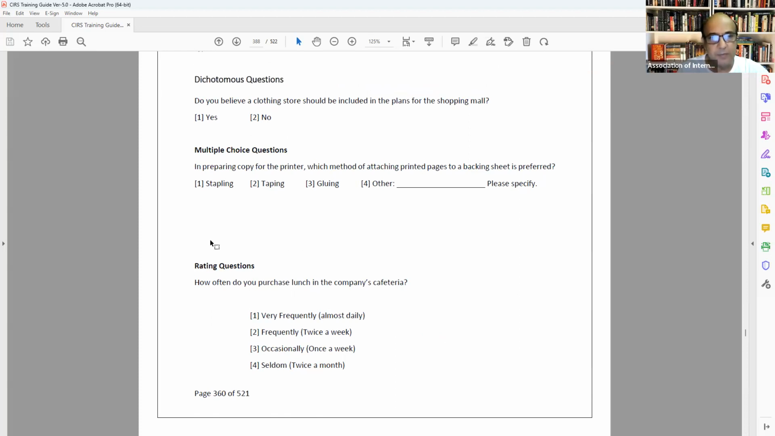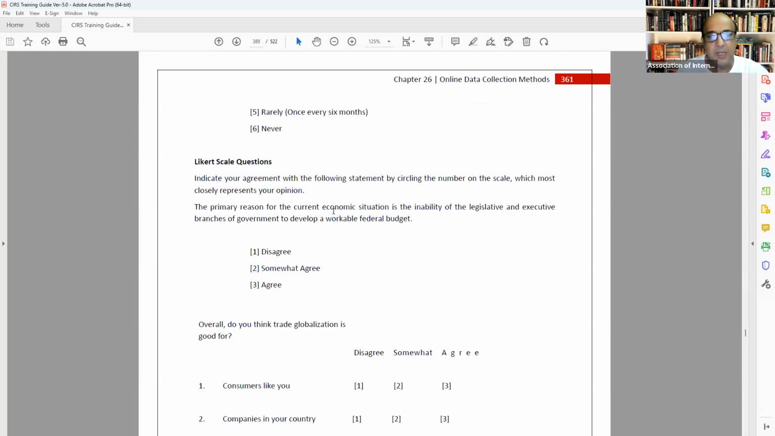And in fact, multiple choice in this case is giving an example of qualitative data also. But rating question is definitely qualitative in nature, like 1 to 10 in the scale of 1 to 10, and how frequent, those kind of things. Likert scale is a little bit more complicated because it has two dimensions.